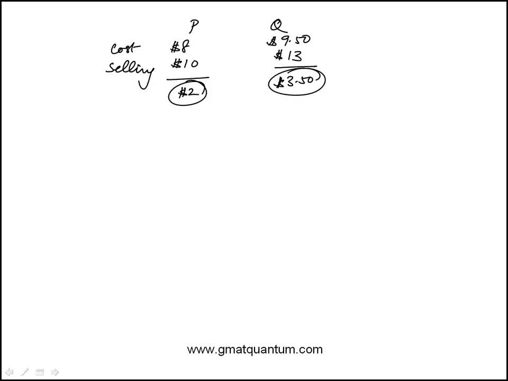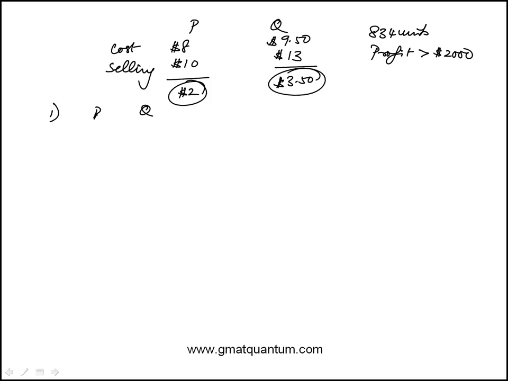And we're told that in 1 month the company sold a total of 834 units. Question is, was the total profit greater than $2,000? So I'll start with statement 1. It says, during the month, more units of P than units of Q were sold.